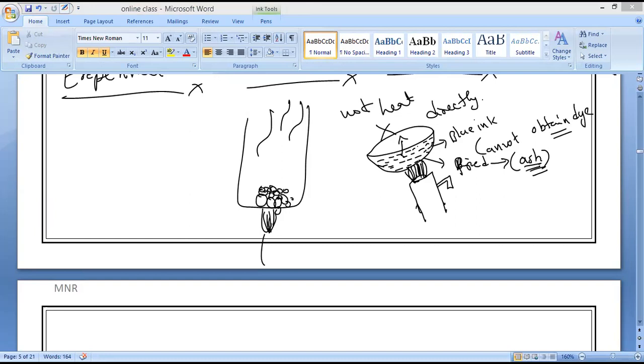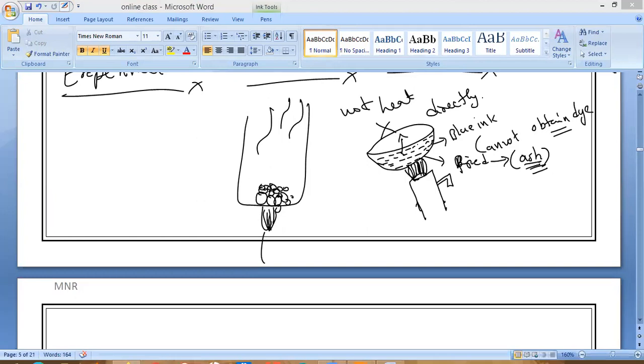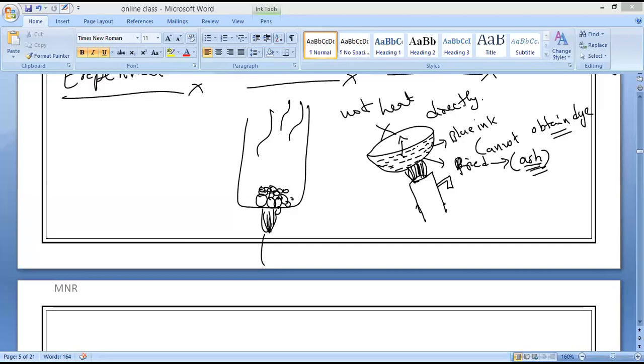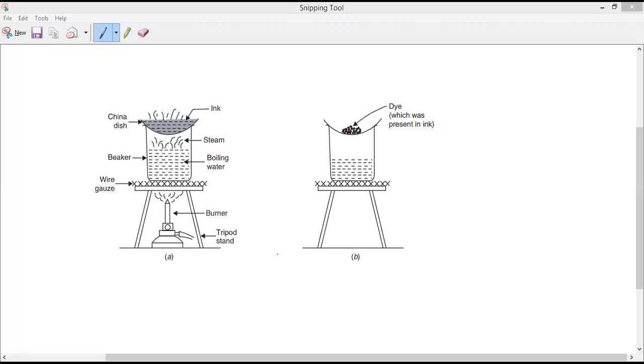Do you understand, everyone? How we can heat indirectly means, first we have to take the water boiler. We have to heat the water boiler. Then above that, we have to keep the China dish which contains the ink. Now, observe very carefully. This is how we have to heat it indirectly.